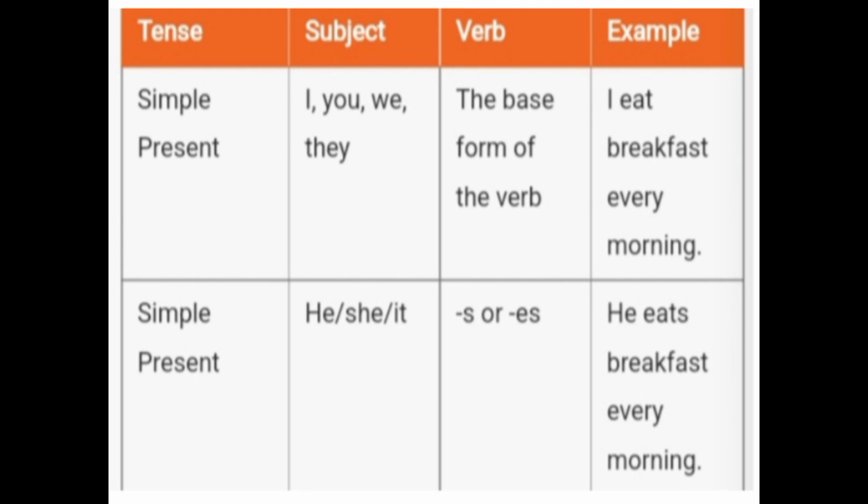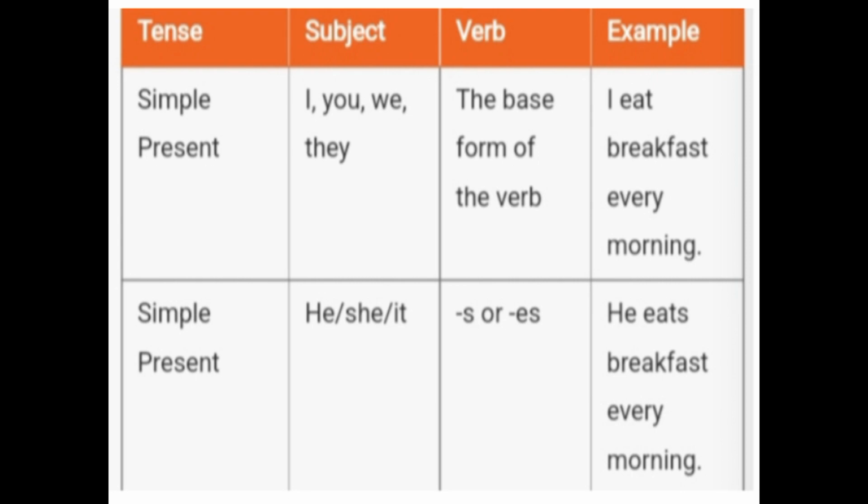So if we have these subjects, what are those? He, she, it. Third person singular, no? If we have these subjects, the verb form should consist of the s or es form. Say for example, she eats breakfast every morning. The verb here is eats, so that's why it consists of the s form.